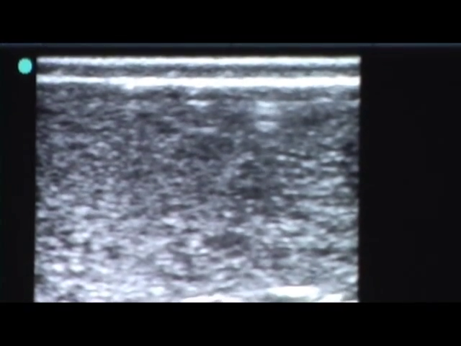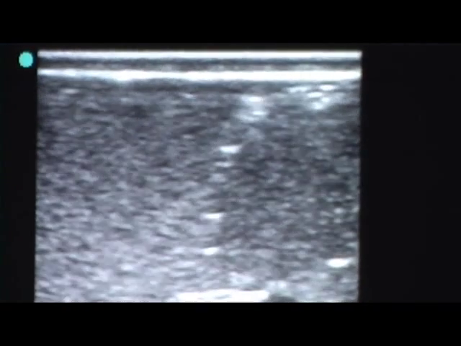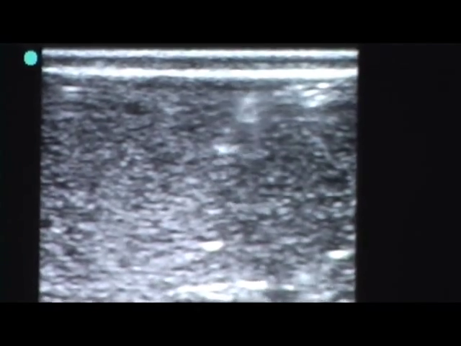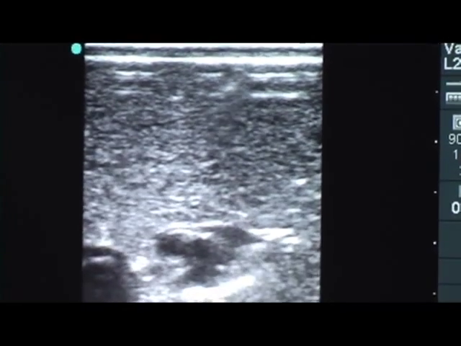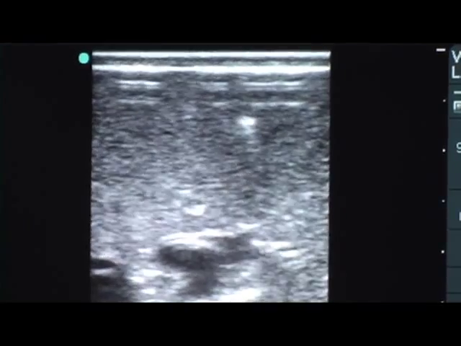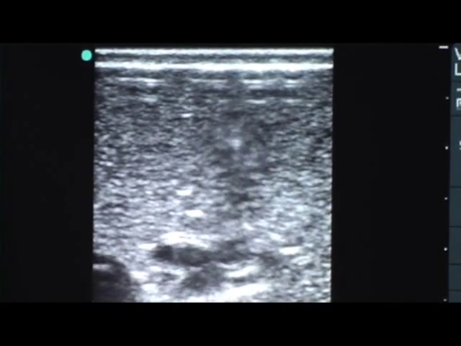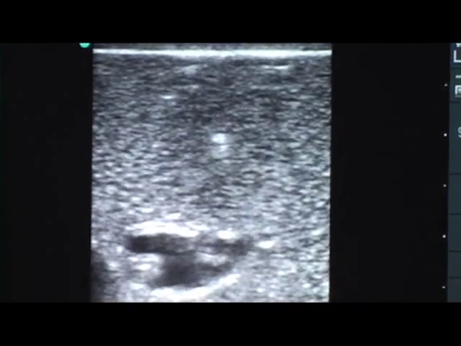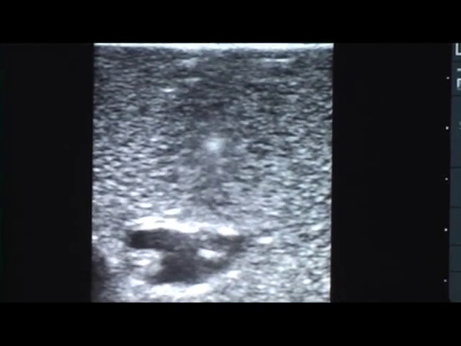As the student advances the needle, they should also advance their probe slightly, keeping the hyperechoic signal of the needle in view. As the student approaches the target, they should draw back on the plunger. You'll notice tenting of the vessel wall as the student approaches the target. The student should give a short jab, pulling back on the plunger.